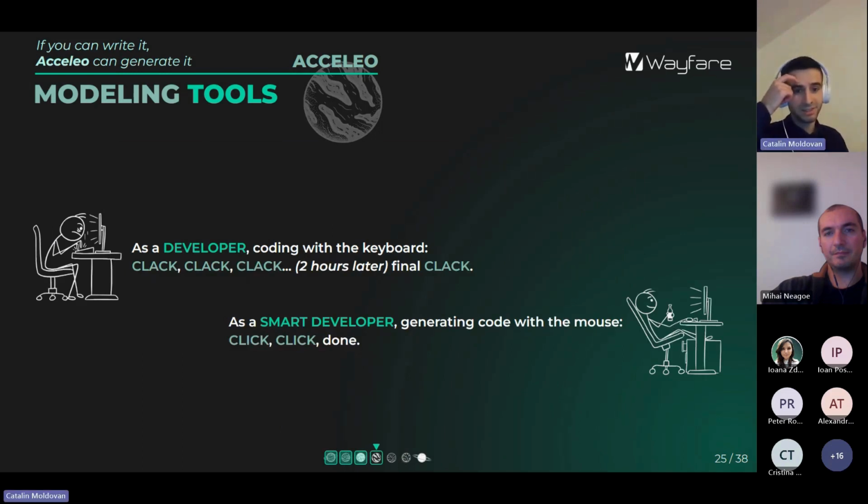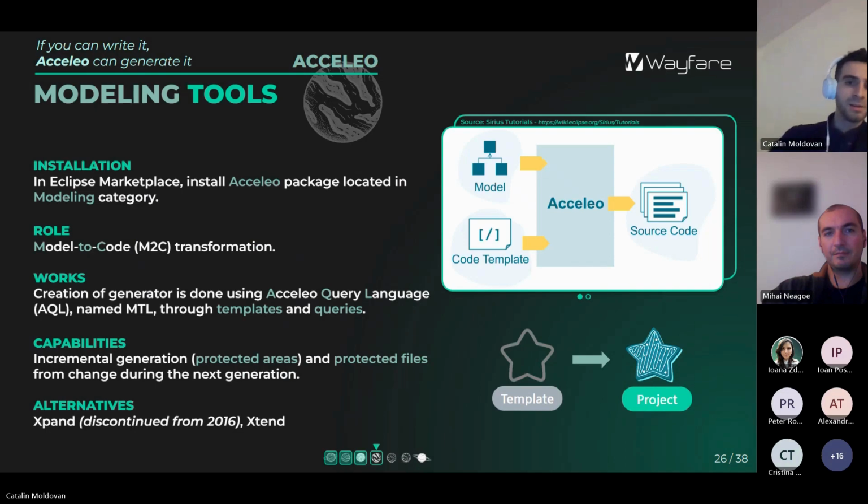And now comes the interesting part. So now we have our fancy model, and we can be smart and generate the code based on that model. And believe me, it doesn't take too long. It just takes a second. The idea of Acceleo is, well, if you can write it, Acceleo can generate it.